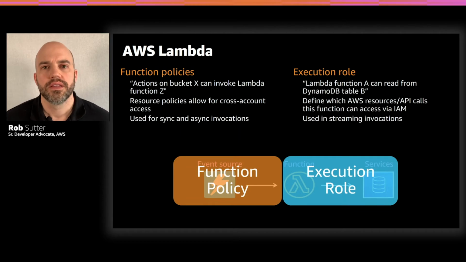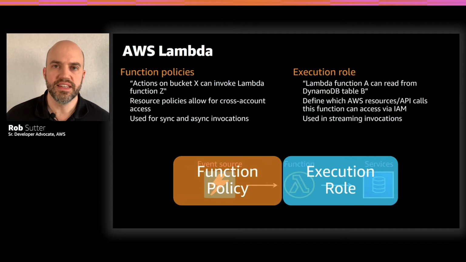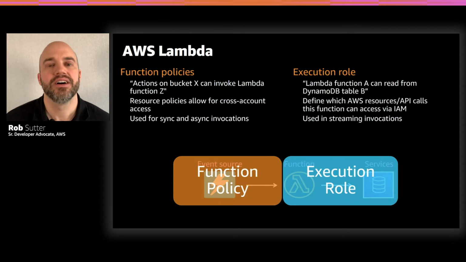The second portion of security with AWS Lambda is your execution role. This defines what your function itself is permitted to do. What resources can it access? Can it read from or write to a specific DynamoDB table? Can it access objects or list objects in an S3 bucket? This is defined by a list of explicit API calls that it's allowed to invoke, and anything not listed is denied.